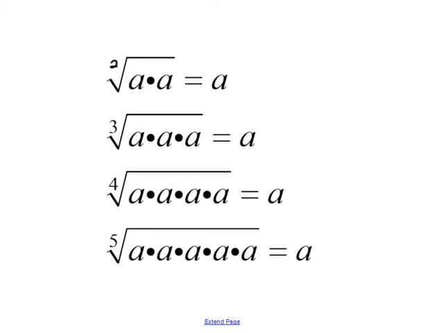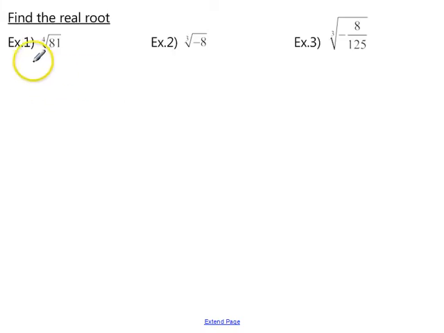So let's do a little bit of practice. Let's go ahead and find the real root. We're going to start by simplifying this the way that we know how. 81 is equal to 9 times 9. And then we're going to keep breaking this down. 9 is equal to 3 times 3. And then this 9 is equal to 3 times 3.